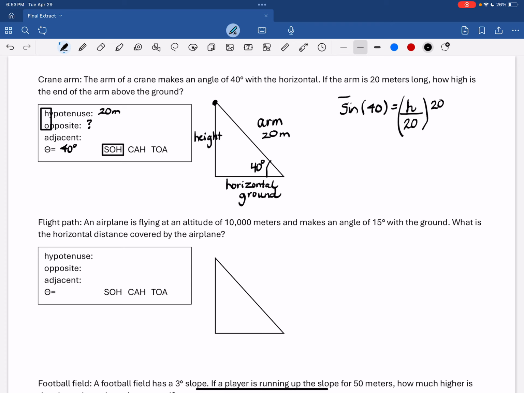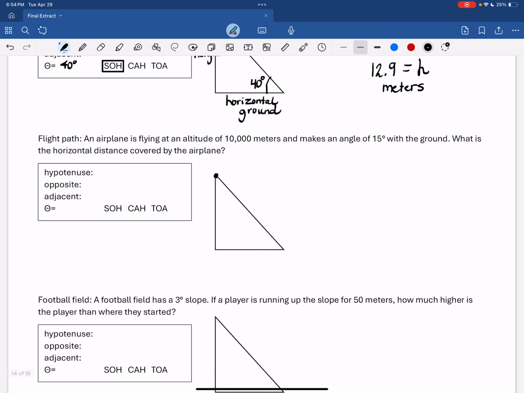So we're going to move that 20. Cancel it there. So the height is going to be 20 times the sine of 40. And you will need your calculator to do that. And I didn't set you a rounding rule. Let's do to the tenths on this one. So round to tenths. I like 12.9 meters for that height. And that's reasonable for a crane to lift something 12.9 meters.